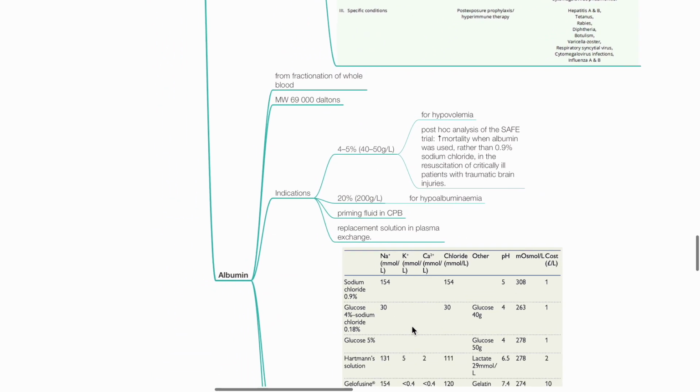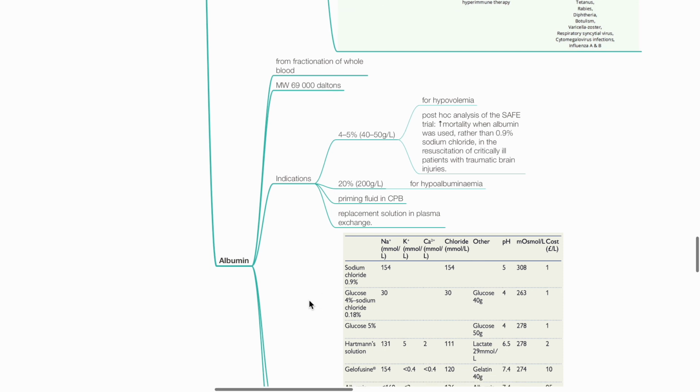Albumin is obtained from fractionation of whole blood. It has a molecular weight of 69,000 daltons and is indicated for hypovolemia, hypoalbuminemia, priming fluid in CPB, and as a replacement solution in plasma exchange.